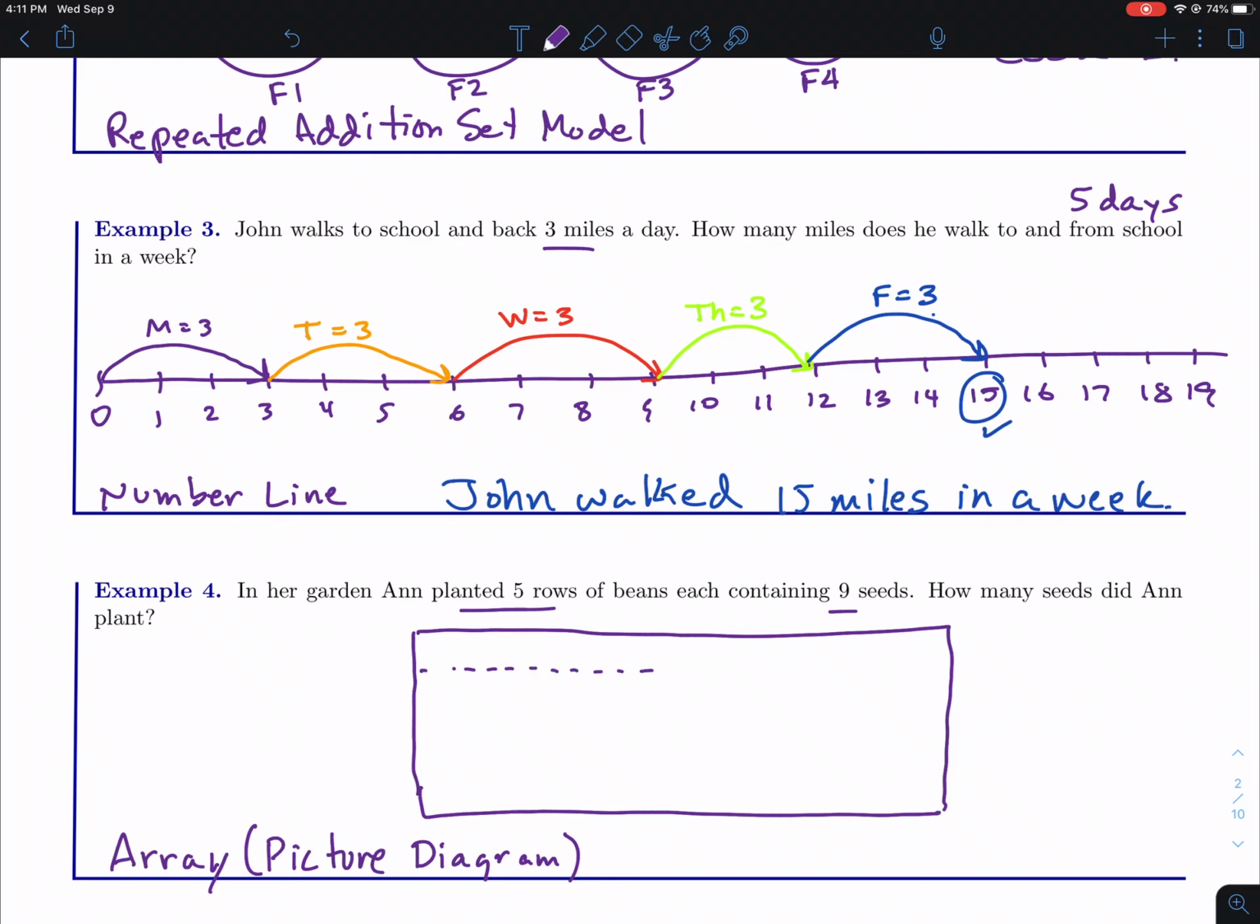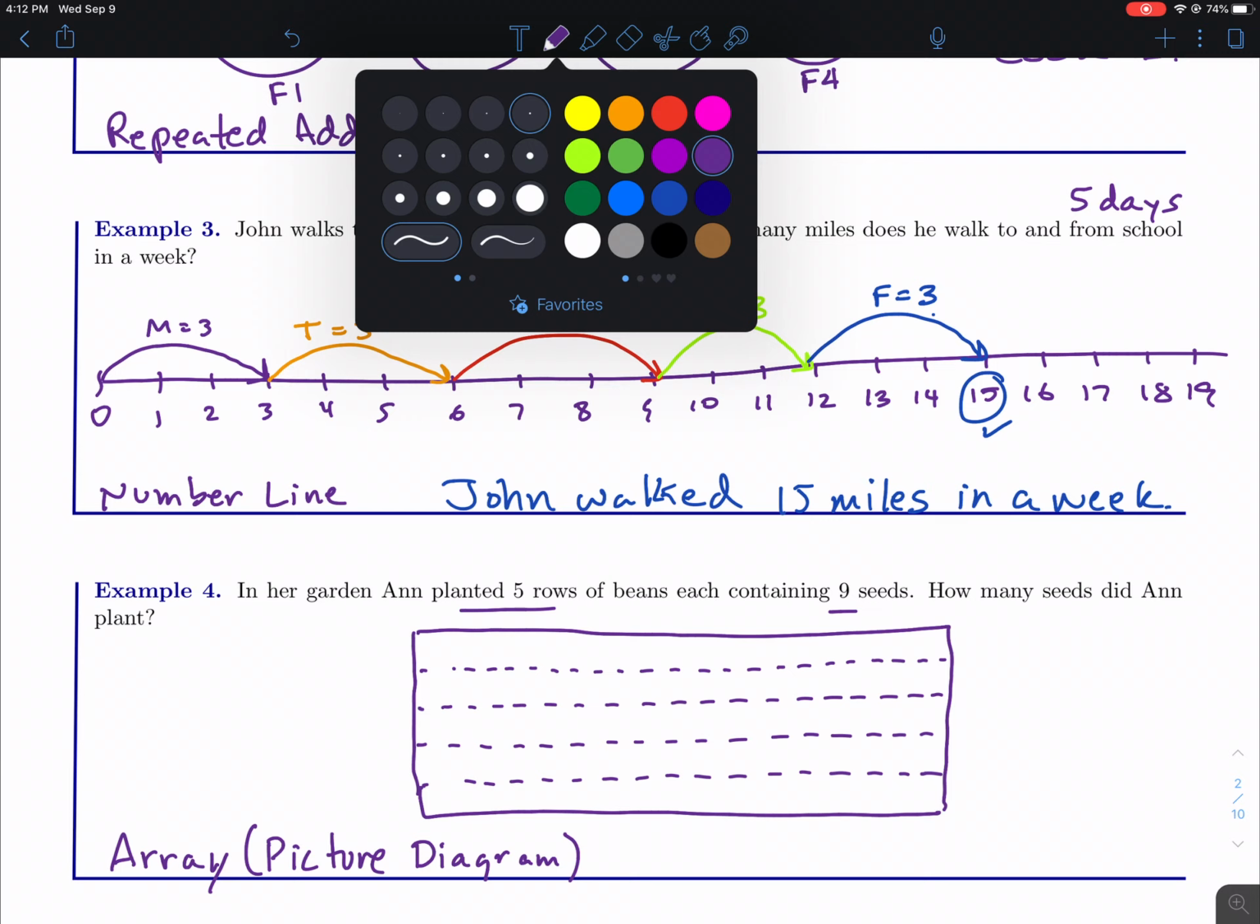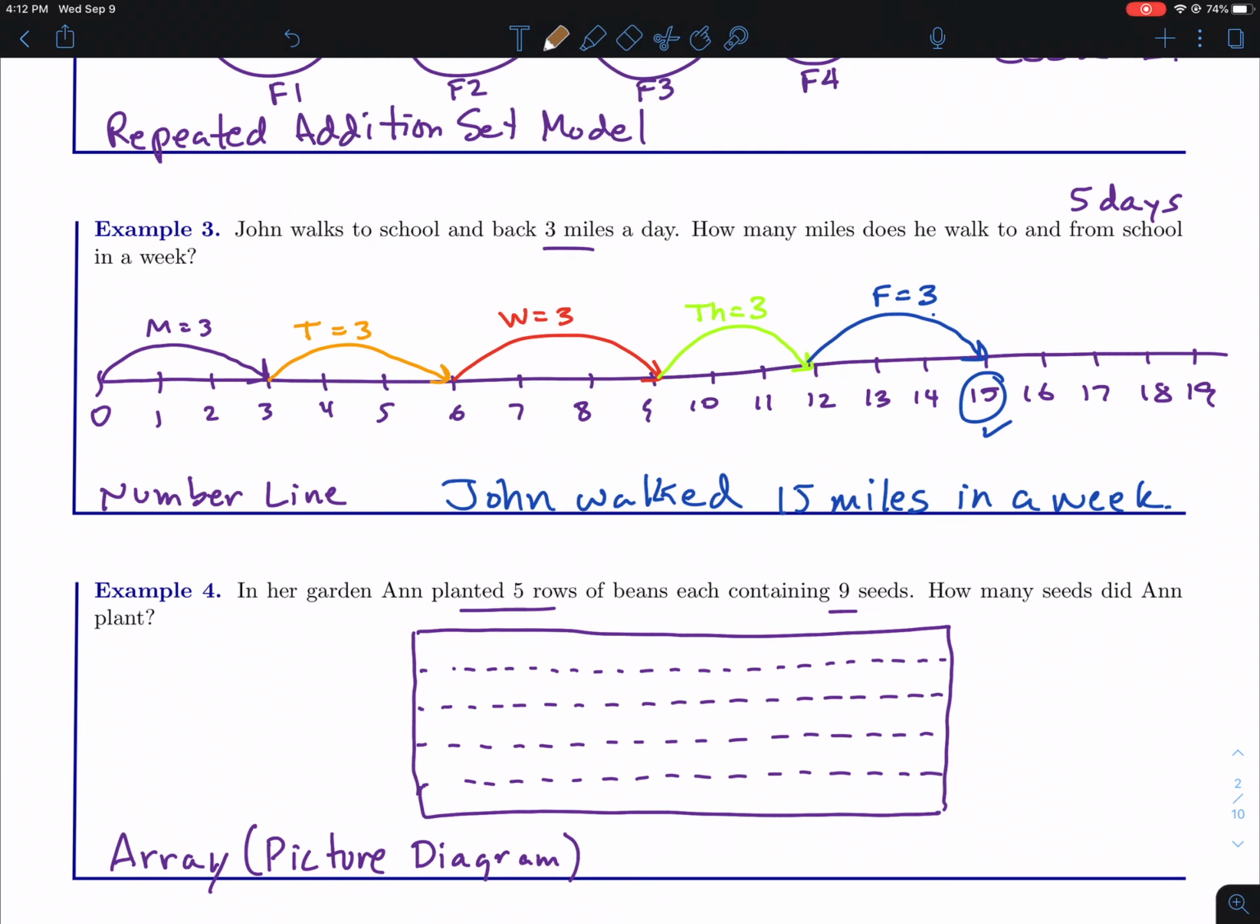So in this case, there's my row 1, there's my row 2, there's my row 3, and then this dotted line is going to give me my row 4 and 5. So now what I want to do is actually put the seeds in each of these rows. I'm going to make the seeds some other color here. Let's make them brown, say. So in this case, there should be 9 seeds in each row.